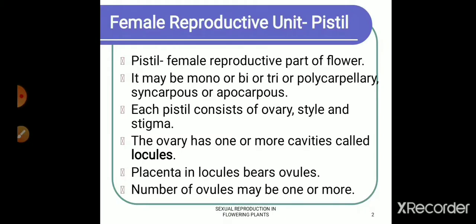Each pistil consists of ovary, style and stigma. You have studied about the pistil, stamen, etc. in lower classes. The ovary has one or more cavities called locules. Locules mean chambers of the ovary, which contain ovules. Placenta in the locule bears ovules. The number of ovules may be one or more.